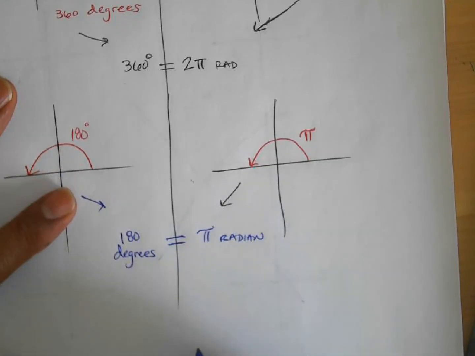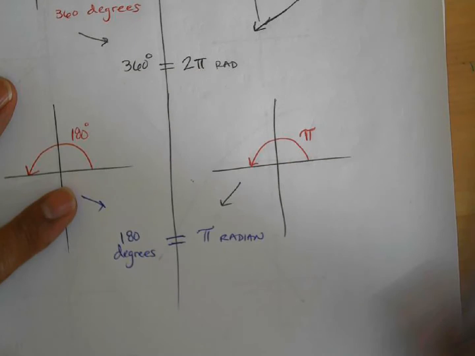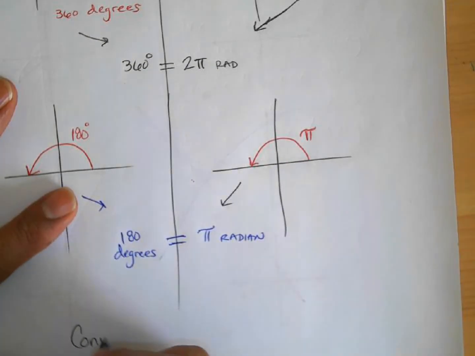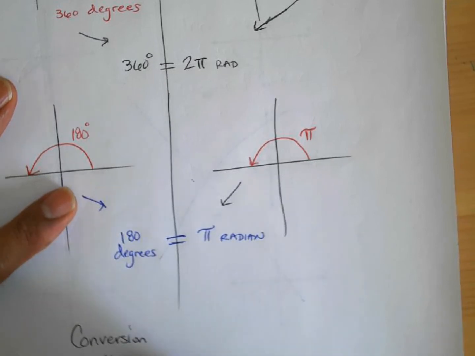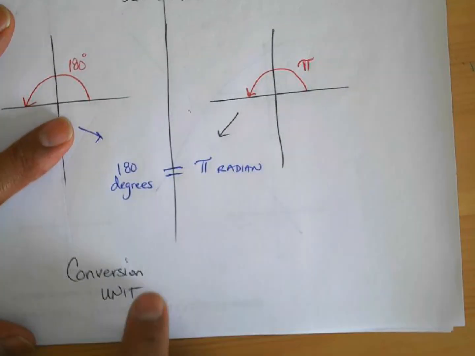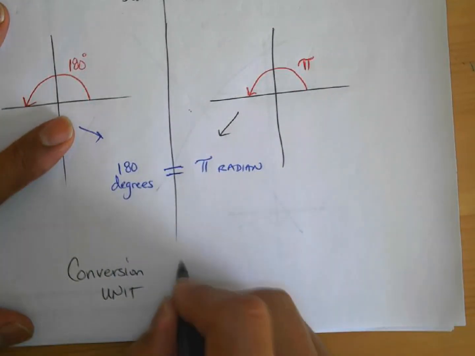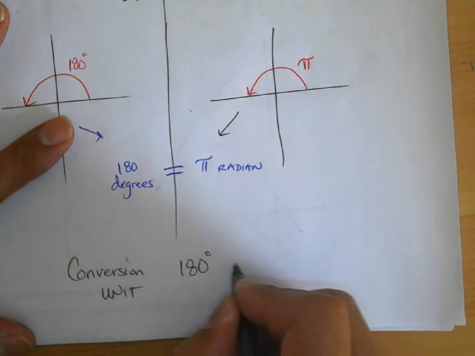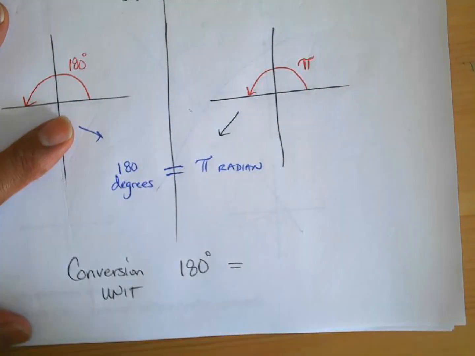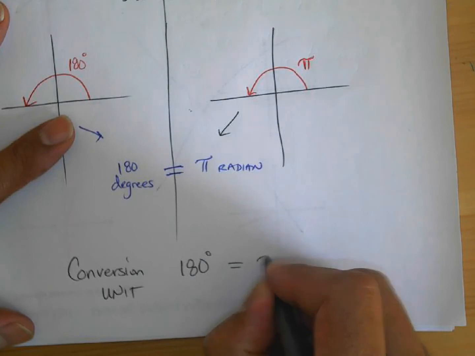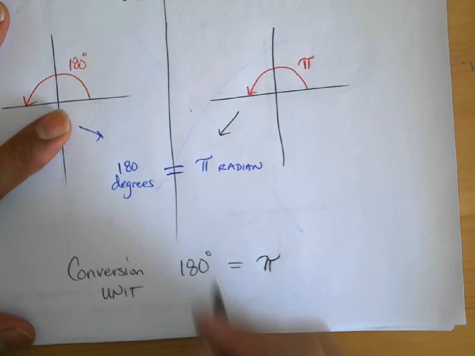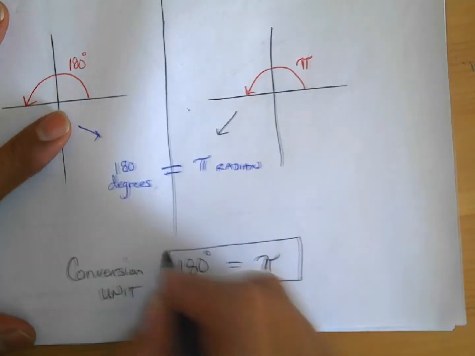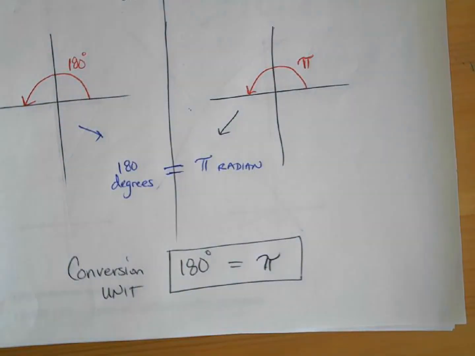You're going to want to use this fact, here's the conversion unit. This is what you're going to be using for your work today, that 180 degrees is equivalent to 1 pi radian. A pi, 1 pi. And we'll get to that when we get to the third part of the video.